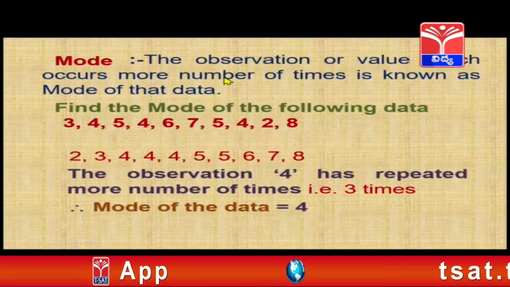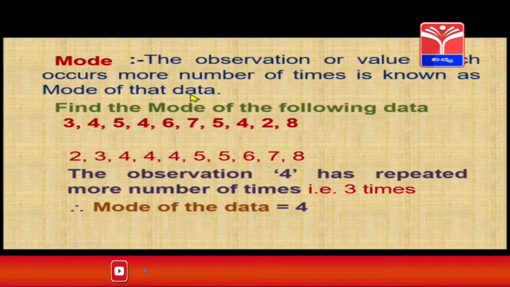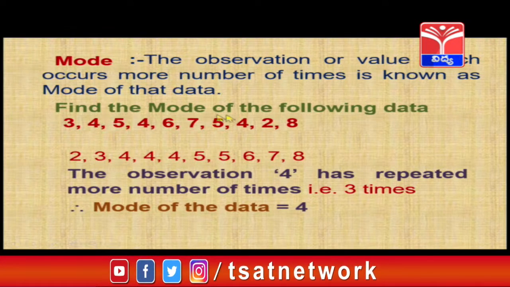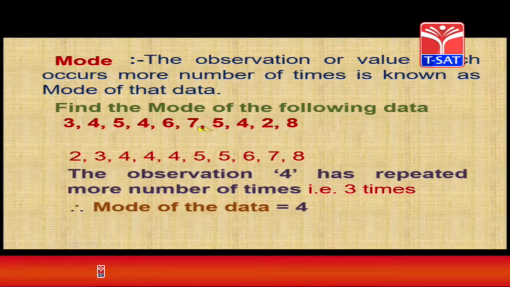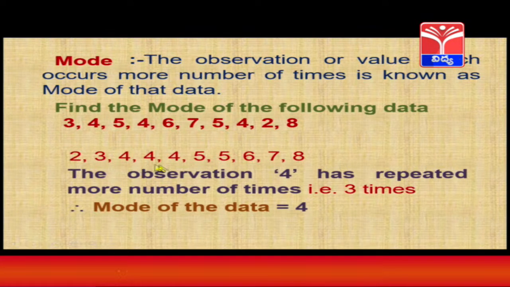Are you clear, children? Now, the observation or the value which occurs more number of times is known as the mode of that particular data. Already we have discussed it. Now, find the mode of the following data: 3, 4, 5, 4, 6, 7, 5, 4, 2, 8. Now, which observation is repeating more number of times? Yes, that is 4, because here 4 is occurring more number of times than any other observation.